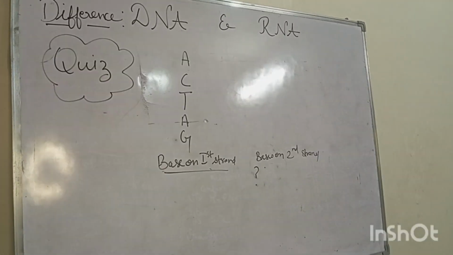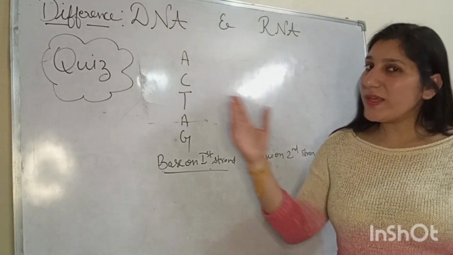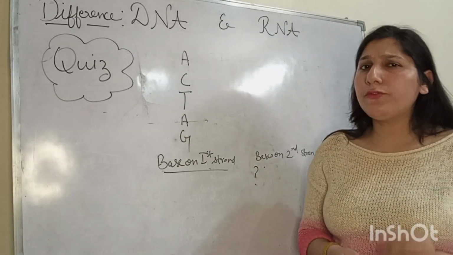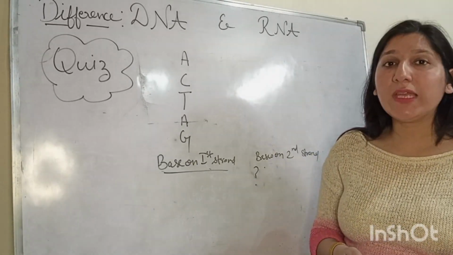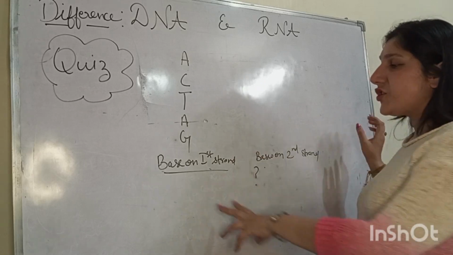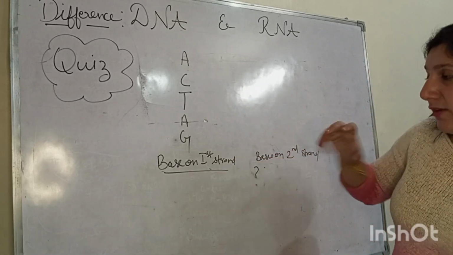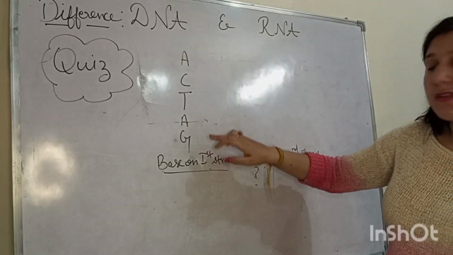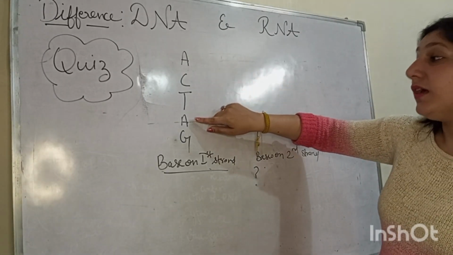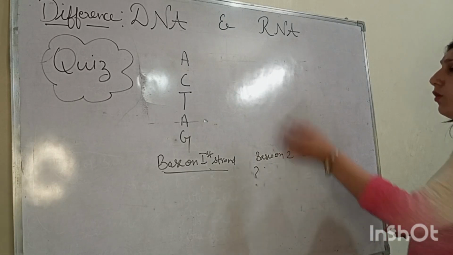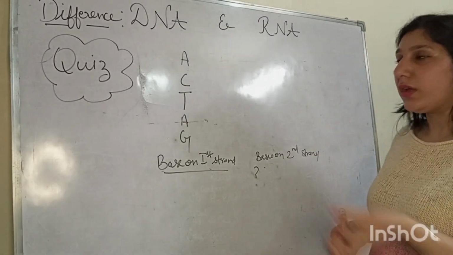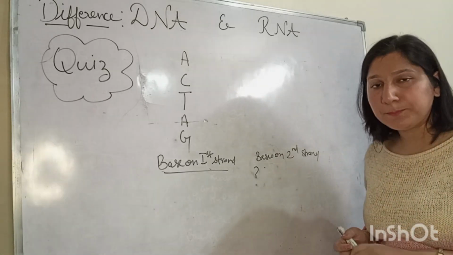Yes students, quiz time now. Based on today's video, I'm going to ask you a few questions, very simple ones, so that you can confirm the knowledge that you gained today. The question is: on the first strand, these are the bases A, C, T, A, G, which is adenine, cytosine, thymine, adenine and guanine. What will be the bases on the second strand? You can pause the video and do it along with me.